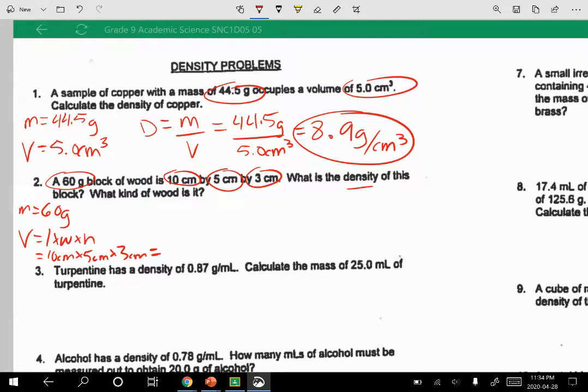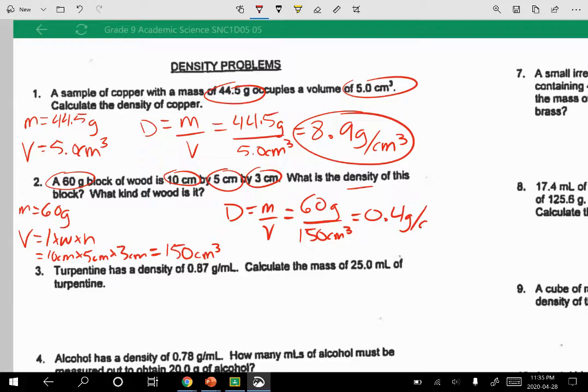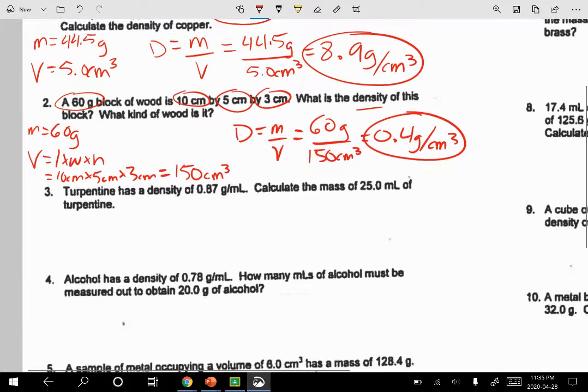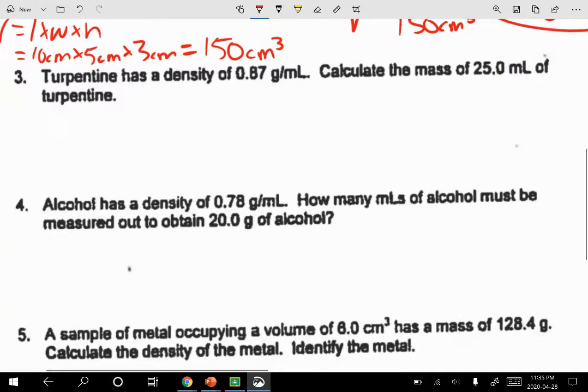10 times 5 times 3 is 150 cubic centimeters. Now, after that, it works exactly like the first one. We just go density equals mass over volume, which is 60 grams divided by 150 cubic centimeters. Even the units look like they're going to work out to be the same. 60 over 150, I get 0.4 grams per cubic centimeter.